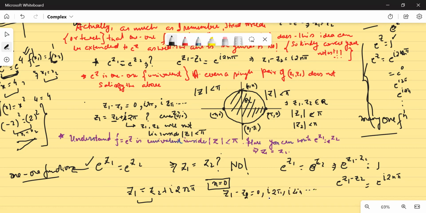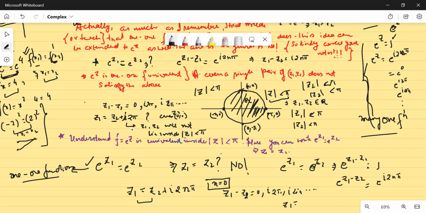So if I'm finding z1 and z2 from this region, that is the region where mod z is less than pi, what does it imply? Any point inside this circle would satisfy this condition. If I'm saying in this region R all the complex numbers have modulus less than pi, then if z1 and z2 also lie in it, then the mod of z1 is also less than pi, and the mod of z2 is also less than pi. Yes or no?